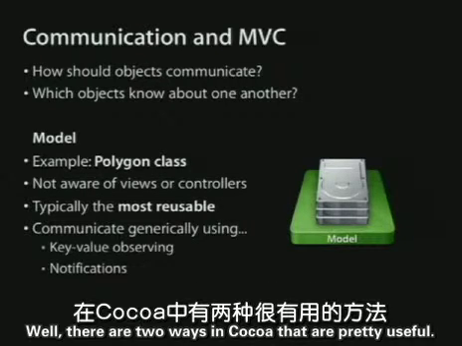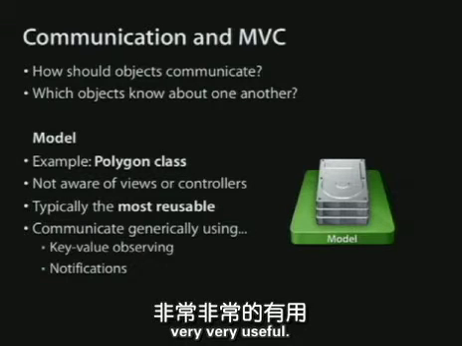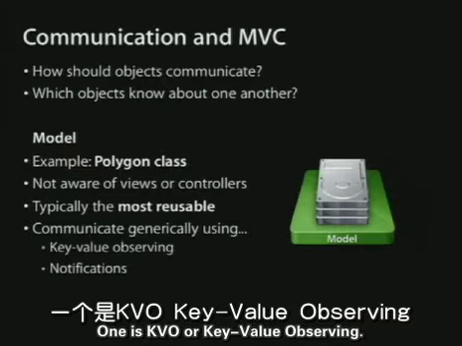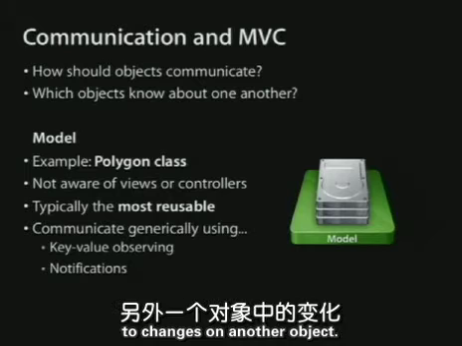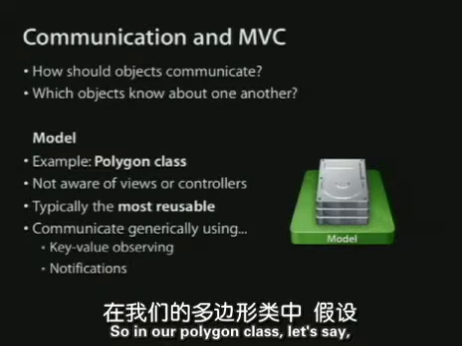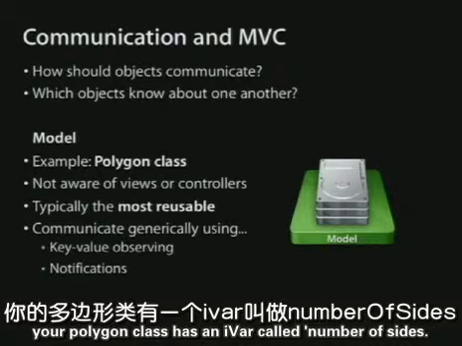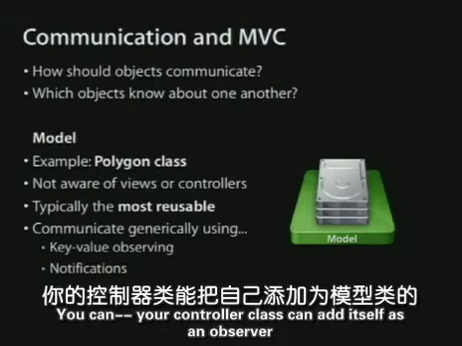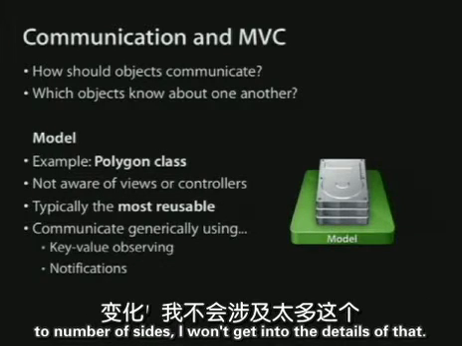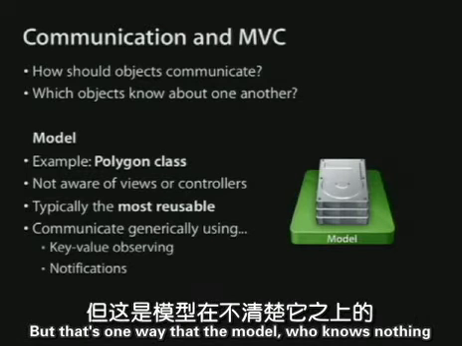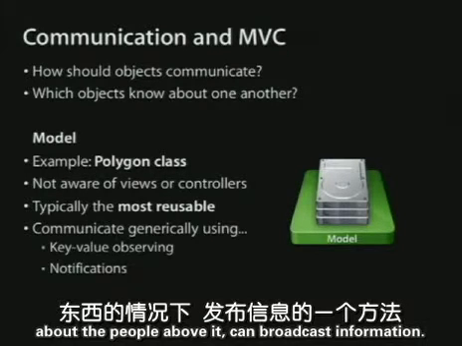Well, there are two ways in Cocoa that are very, very useful. One is KVO, or key value observing. That's a mechanism by which one object can listen to changes on another object. So in our polygon class, let's say your polygon class has an ivar called number of sides. Your controller class can add itself as an observer to the model class and say, I want to listen for changes to number of sides. We won't get into the details of that. We do talk about that in a few lectures. But that's one way that the model, which knows nothing about the people above it, can broadcast information.